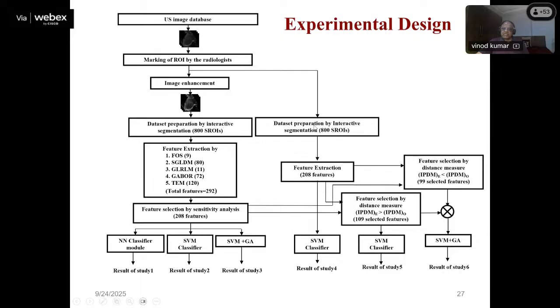So from these images, from 800 SROIs, we collected features, 208 features. I will discuss later on what those 208 features are. And SVM, support vector machine, was used as the classifier. That is, machine learning algorithms were used as the classifier.